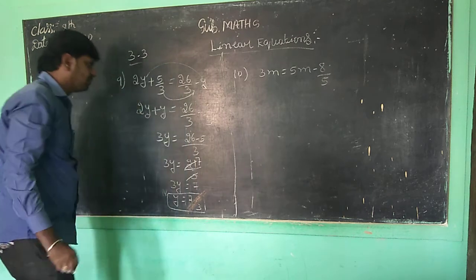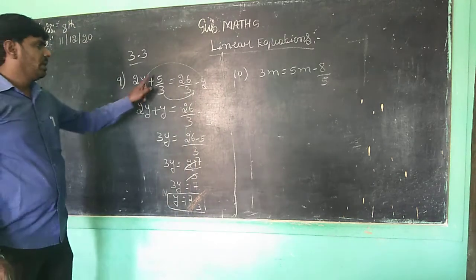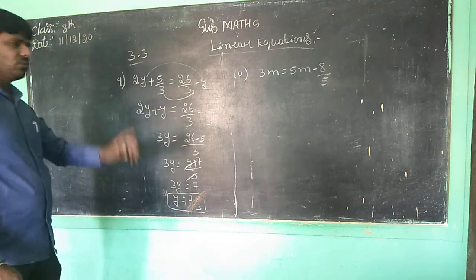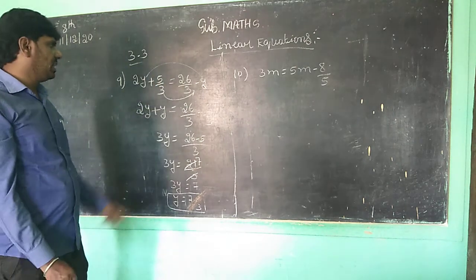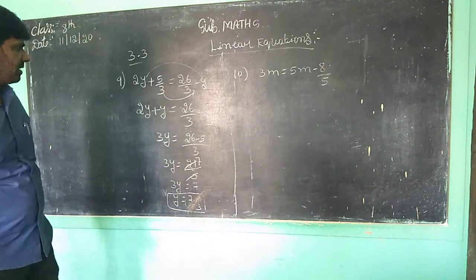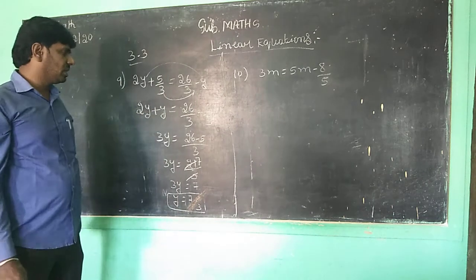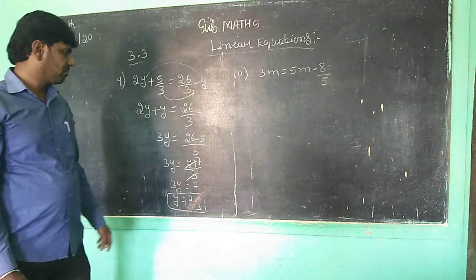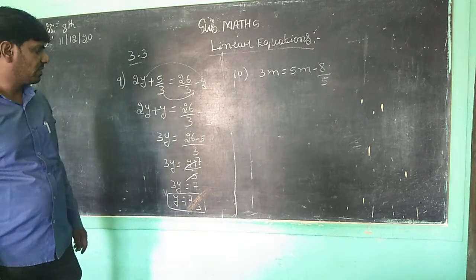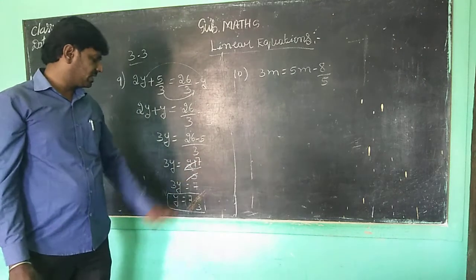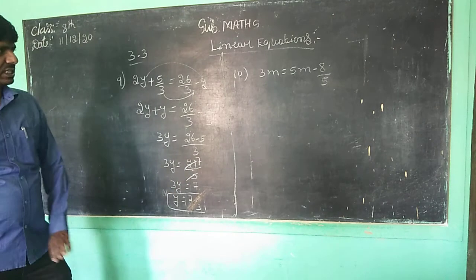See, children, once again. 2y plus 5 by 3 is equal to 26 by 3 minus y. This minus y will transform into the left hand side, is plus y. This 5 by 3 will transform into the right hand side, is minus 5 by 3. 2y plus y is equal to 3y. So here 3 is LCM, 26 minus 5 by 3. 26 minus 5 is 21 by 3. 3 7s are 21. 3y is equal to 7 means y is equal to 7 by 3. This is also over.